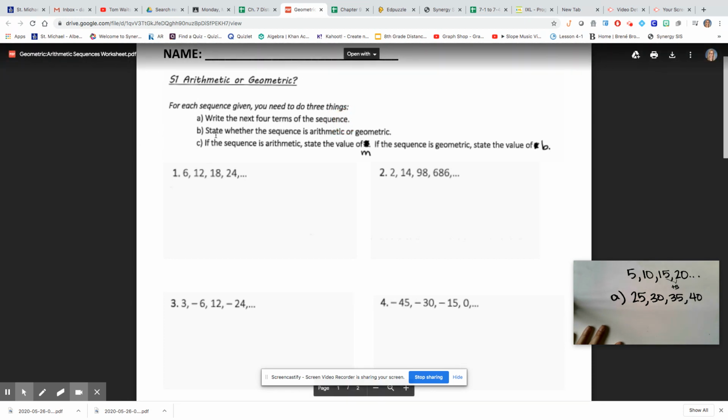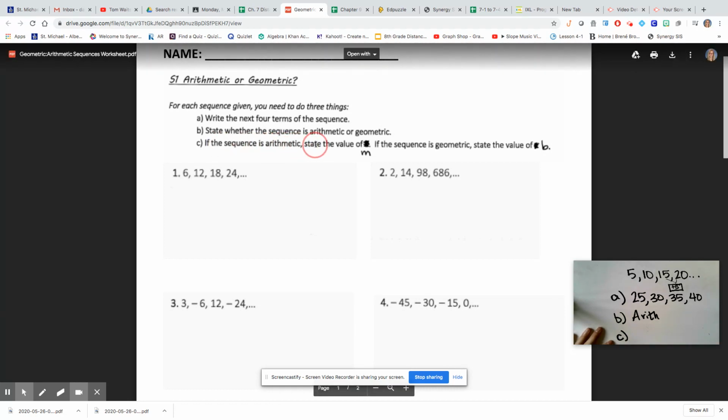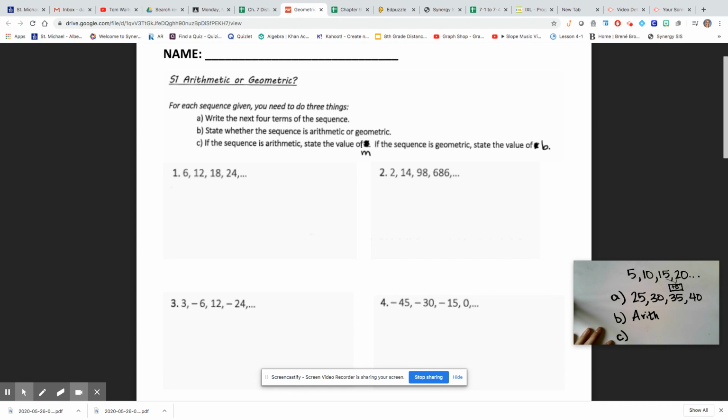So I did part A, the next four terms. Part B says, state whether the sequence is arithmetic or geometric. Arithmetic adds, geometric multiplies. Since this is adding 5, it's arithmetic. When I look at C, it says, if it's arithmetic, state the value of m. That means what it's adding every time. This is the value of m. So I would either say 5 or plus 5. It doesn't matter.